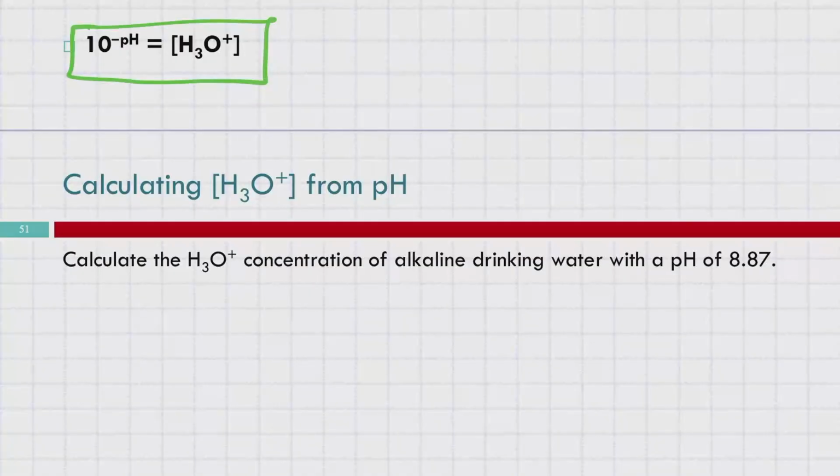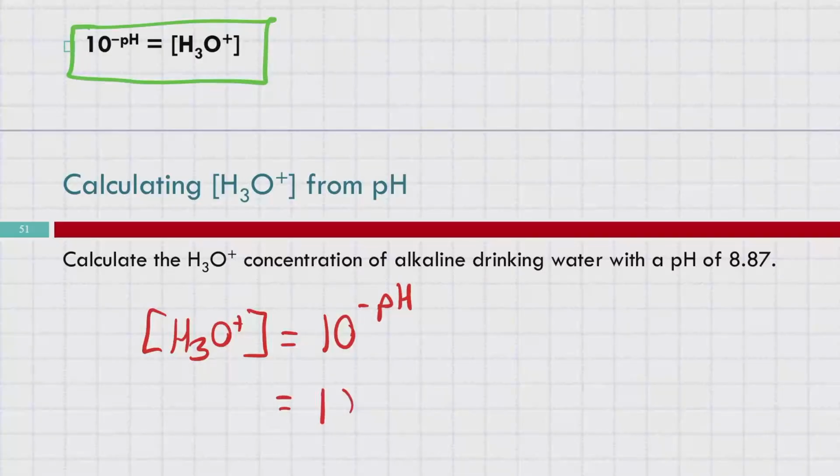Anyone feeling adventurous and want to share what number they got? That's okay. The concentration of H3O plus equals 10 raised to the power of negative pH. So for us, 10 raised to the negative 8.87.